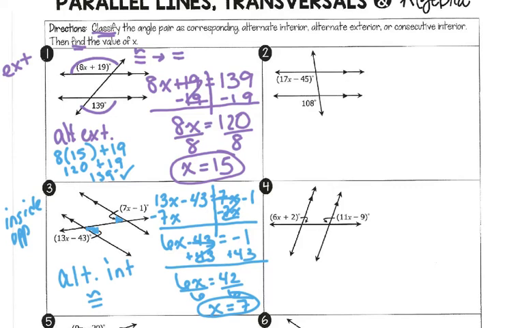Okay, so with alternate interior angles, you're just given two expressions, but all you have to do is set them equal to one another in order to solve that.